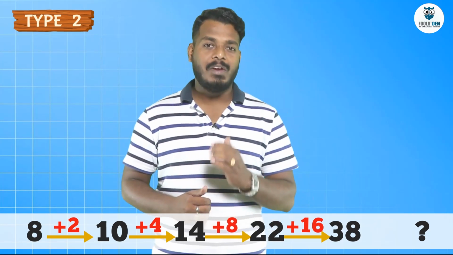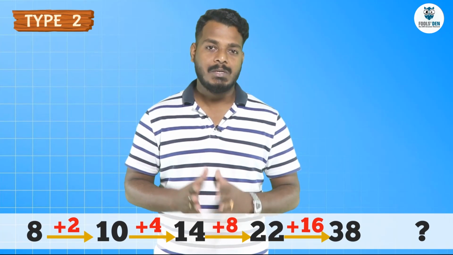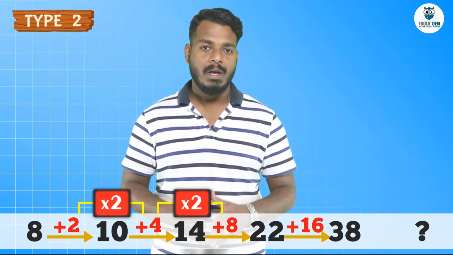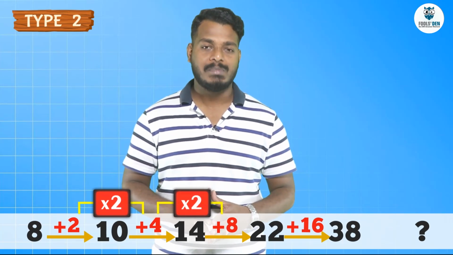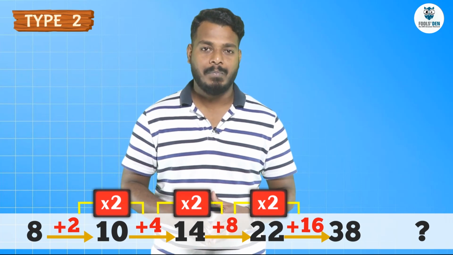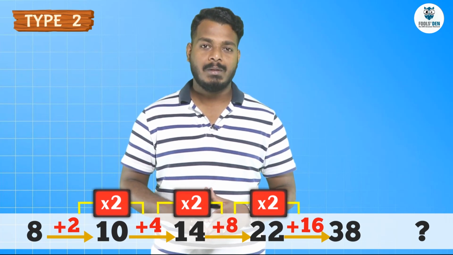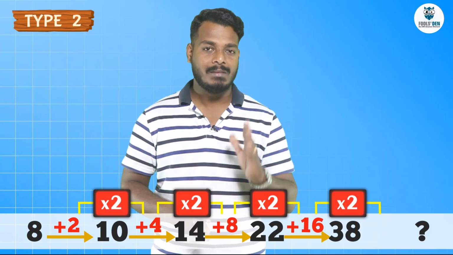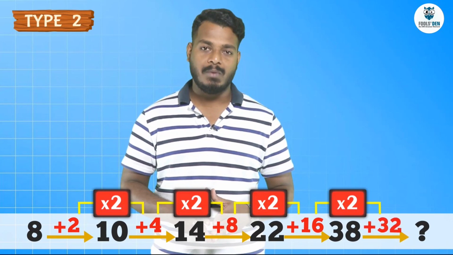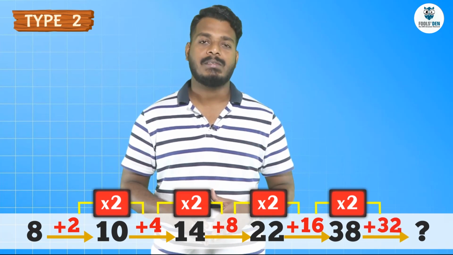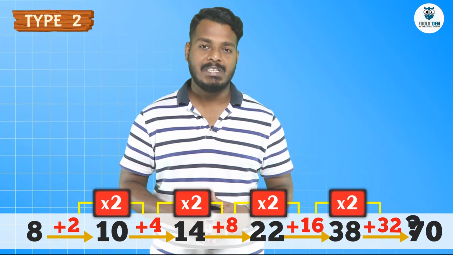Basically, every other difference is 2 times the previous one, like 2 times 2 is 4. 2 times 4 is 8. 2 times 8 is 16. So the next difference would be 2 times 16, that is 32. So your answer would be 38 plus 32, that is 70.